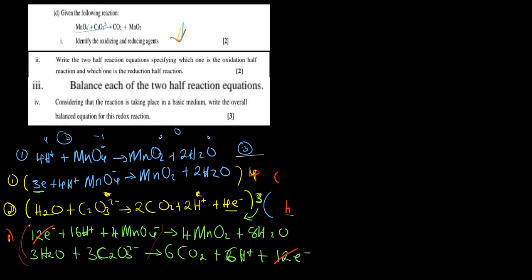In terms of number of water molecules, we have 3 water molecules on the left. On the right we have what? 8. So we have 5 on the right because they are more than on the left, so that's what we will remain with. Then the number of hydrogen, here we have 6, here we have 16, so we'll remain with the 10 on the right. So 6 minus 16, that will give me what? 10 hydrogen ion.